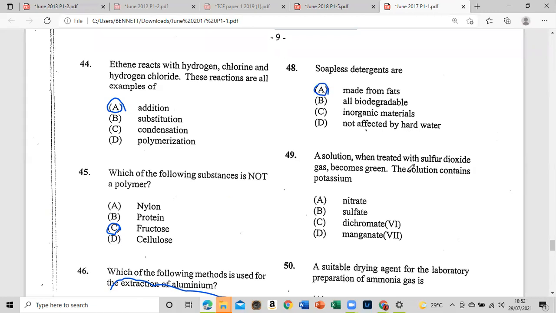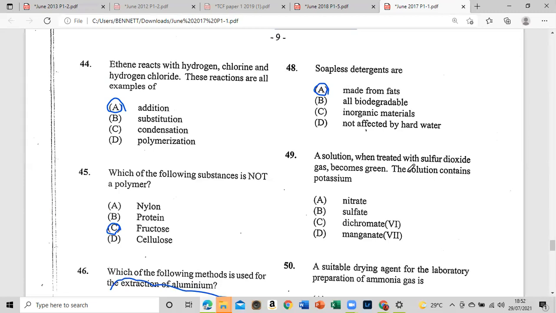A solution when treated with sulfur dioxide gas becomes green. The solution contains potassium nitrate, sulfate, dichromate(VI), or manganate(VII)? So 49 is C.